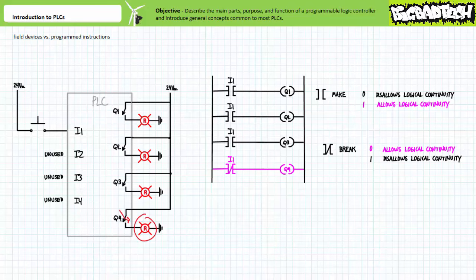Thus only output 4 is energized. When the field input device is placed in the activated closed state, input 1 experiences the presence of full voltage, or a logical 1. The PLC then evaluates the input and determines logical continuity does exist in the first 3 lines, however it does not exist in the 4th line, thus only outputs 1 through 3 are energized.